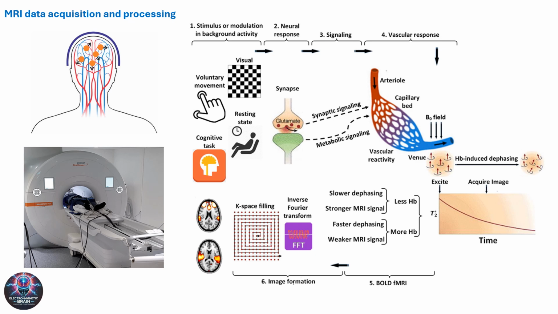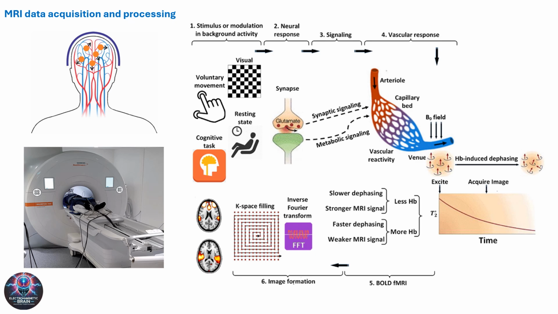First, a stimulus, like a visual cue or cognitive task, triggers a neural response, shown in the top part of the slide. This activates brain areas, increasing metabolic activity and blood flow. It illustrates how synaptic signaling and metabolic signaling lead to a vascular response, where blood vessels dilate to deliver oxygenated blood to active brain regions.